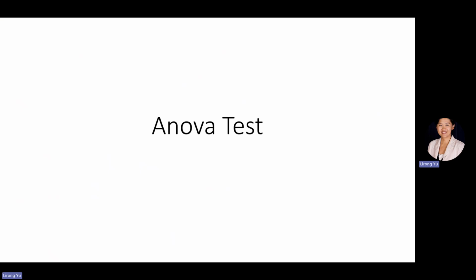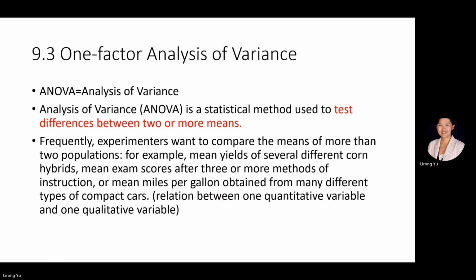All right, ANOVA test. ANOVA stands for analysis of variances. If you know the actual name of the test, it makes it a little easier to understand. So why do we shorten it to ANOVA? I guess it's easier and shorter. Okay, so the ANOVA test covers sections 9.3 and 9.4. 9.3 covers the one-factor ANOVA test. 9.4 covers the two-factor ANOVA test. All right, so let's start with the one-factor ANOVA test.